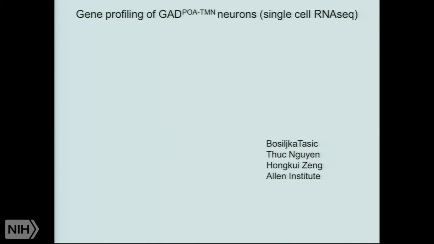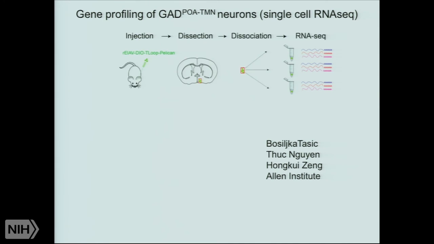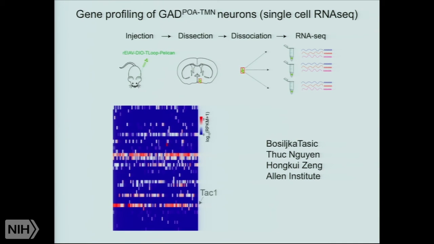For this, we did gene profiling, a single-cell RNA-seq in collaboration with the Allen Institute, in particular Bosiljka Tasic and Hongkui Zeng. What we did was to back-label the neurons that project to the TMN, and dissociate them to do single-cell RNA-seq. And when we say we, really, they did all of this, because in my lab we didn't have the expertise. And this is what the data looks like.